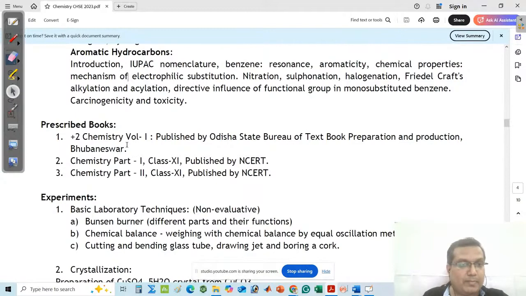Prescribed books for plus two first year students. Here are the listed books. Plus Two Chemistry Volume 1, published by Odisha State Bureau of Textbook Preparation and Production, Bhubaneswar. You can also refer to the NCERT books: Part 1, class 11, published by NCERT, and Chemistry Part 2, class 11, published by NCERT. This is all about the theory part.